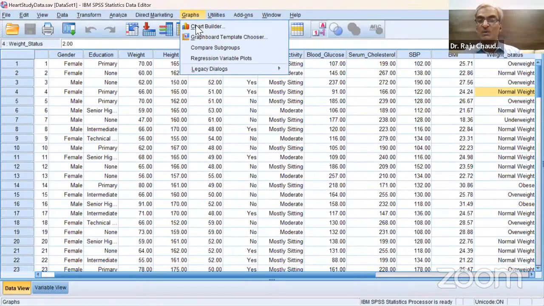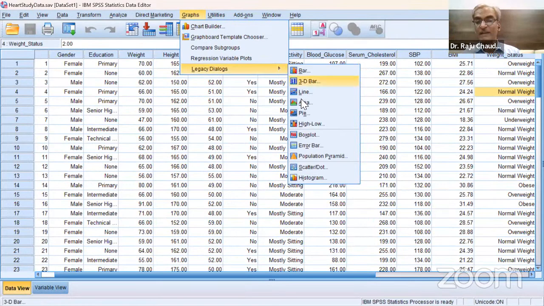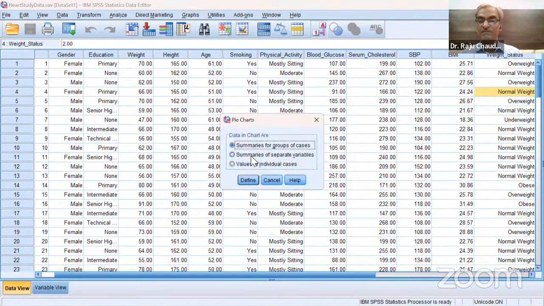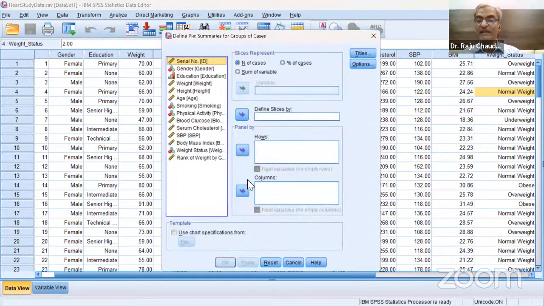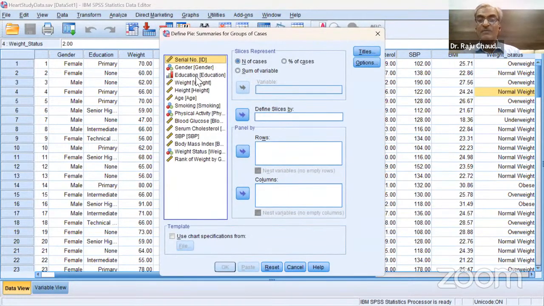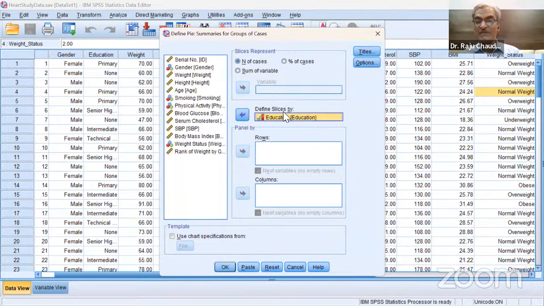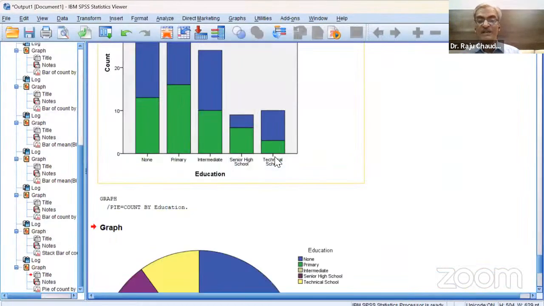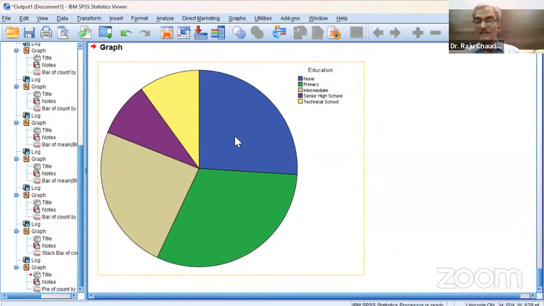So again go to graph, legacy, and here we have the fifth option, that is pie chart. Again you can select, for example, education level as the variable, define slice by, and click OK. So you can see this.